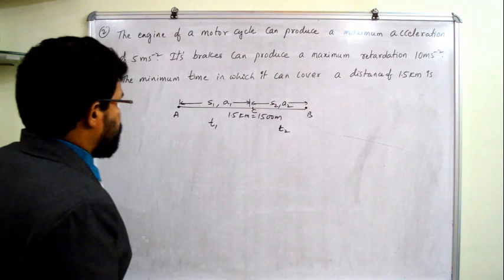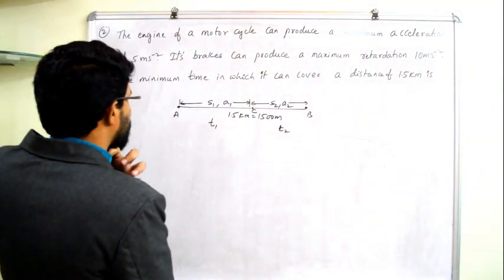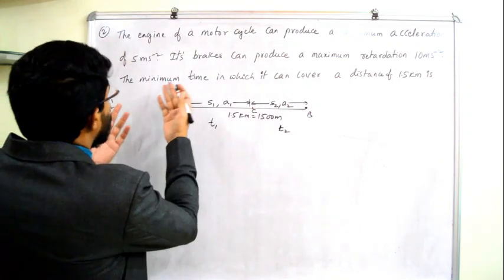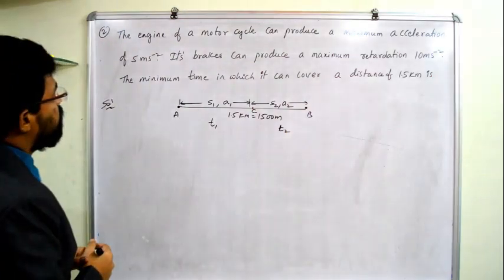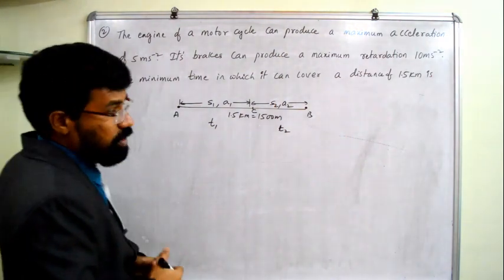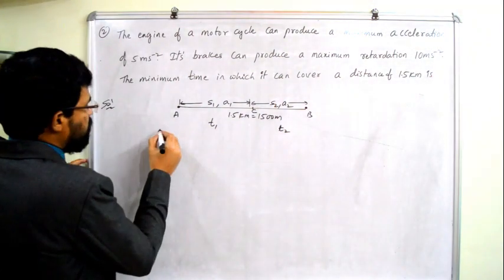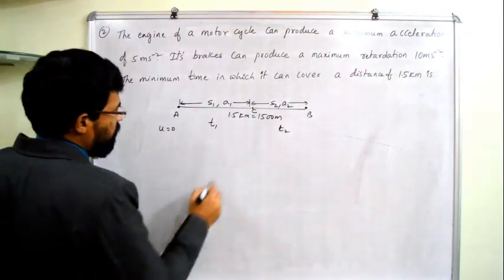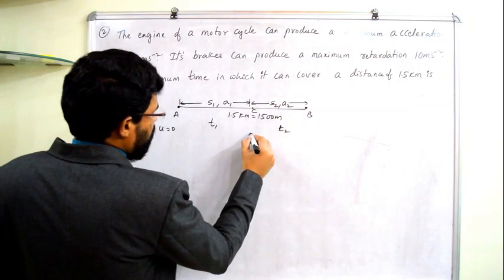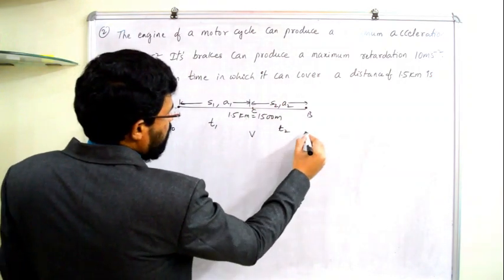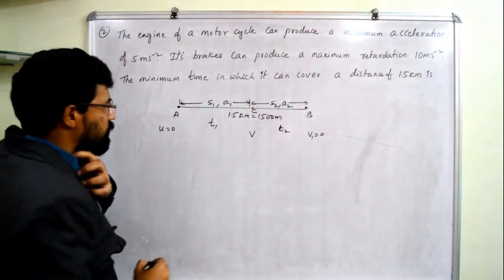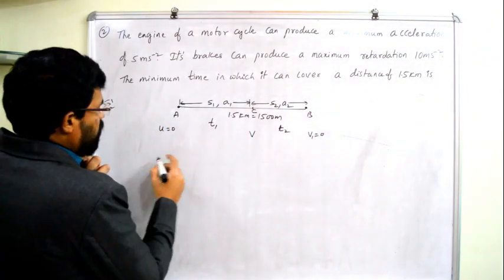So, before that, let us consider one more thing. It has started initially from rest, we'll take it like that, because the engine of a motorcycle starts from rest only. So the initial velocity u is how much? 0. And when it is undergoing acceleration, after reaching this point C its velocity becomes maximum, and then finally the velocity is again 0, isn't it?